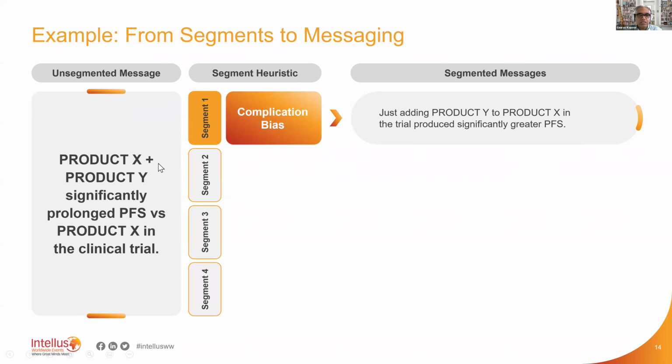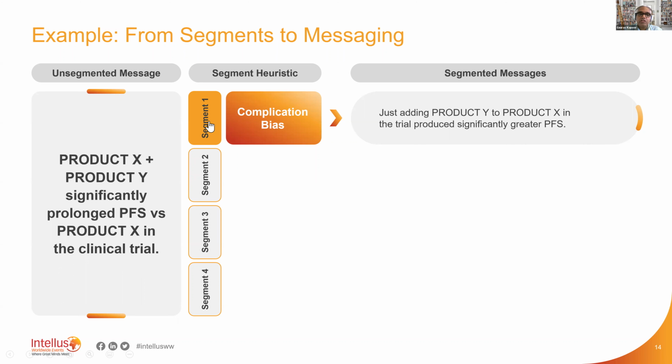So let's say this is a message that you already had. Product X plus Y significantly prolonged progression-free survival versus product X in the clinical trial. So it's basically just using X alone or adding Y to X, you get much better PFS. Nothing complicated, very simple, straightforward, almost like an indication-like message.